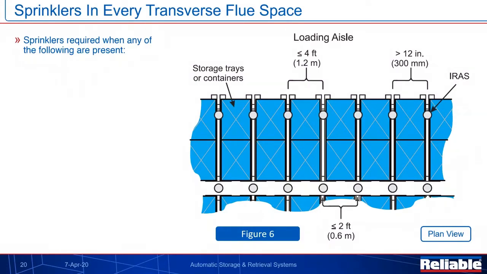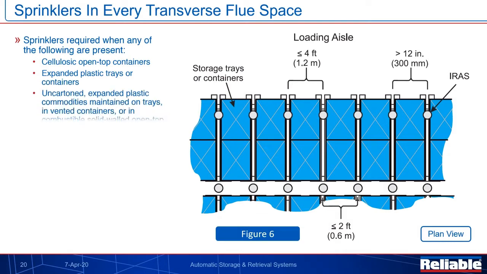The first one we're gonna look at is the worst case scenario, and that's where we're putting sprinklers in every flue space. And that's gonna be required when three conditions are present, not all of them, but just any one of them. First is the presence of a cellulosic open top container. So cardboard boxes with an open top, if they're part of this, sprinklers in every flue. Expanded plastic trays or containers. So the container itself being made out of an expanded plastic material, high hazard for the fire, that's gonna require sprinklers in every flue. And then lastly, we have a mix of what's being stored and then how it's being stored. Uncartoned, expanded plastic commodities maintained on trays, in vented containers, or in combustible, solid-walled, open-top containers. So you get any one of those three, we're putting sprinklers in every single flue space.